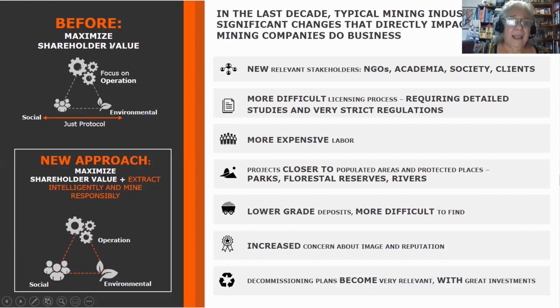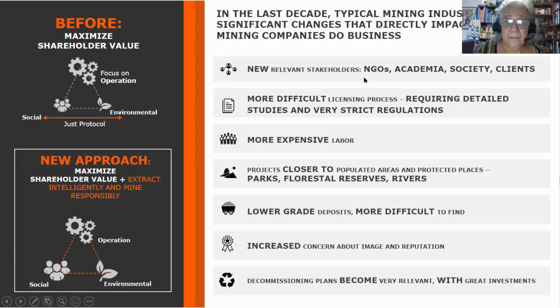Before, we had this approach to maximize shareholder value, with more focus on operation and less on environment and social. But now, besides maximizing shareholder value, of course, everyone wants to invest and have a return, but we have to extract intelligently and mine responsibly. So we need to take into consideration not only the operation, but the environmental and social responsibilities.